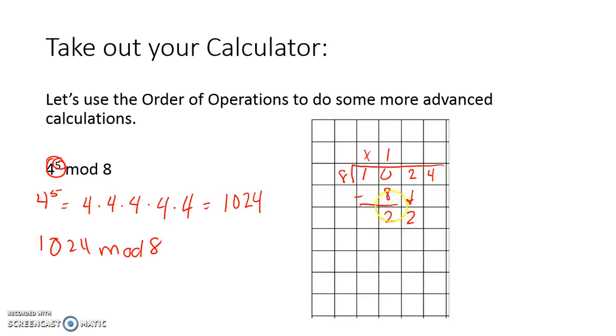Bring down another 2. 8 goes into 22 2 times. 2 times 8 is 16. When I subtract 22 minus 16, I get 6. Bring down the 4. Now I say, well, how many times does 8 go into 64? The answer is 8, which gives me 64 here, and my remainder is 0, so 4 to the 5th mod 8 equals 0.